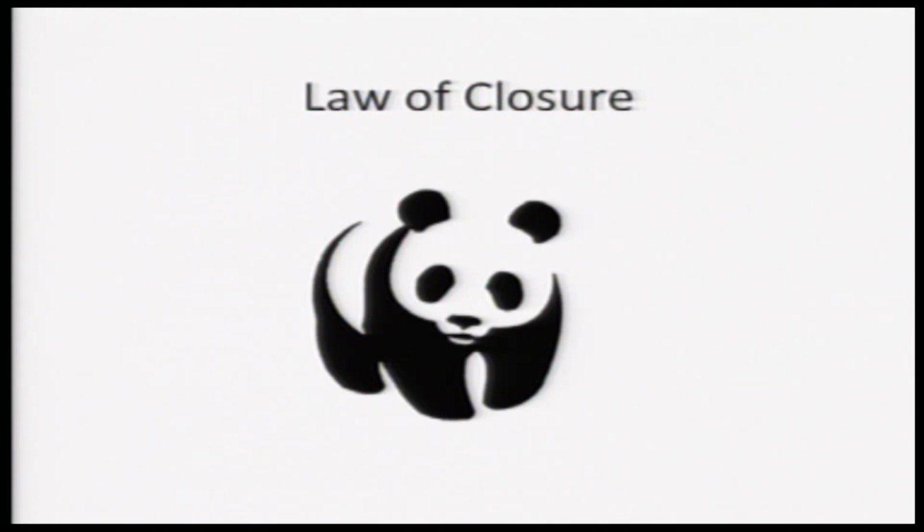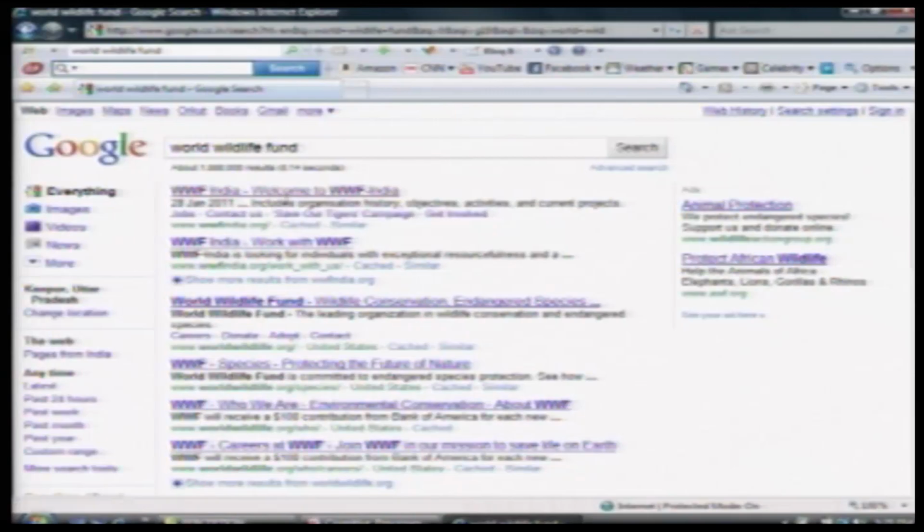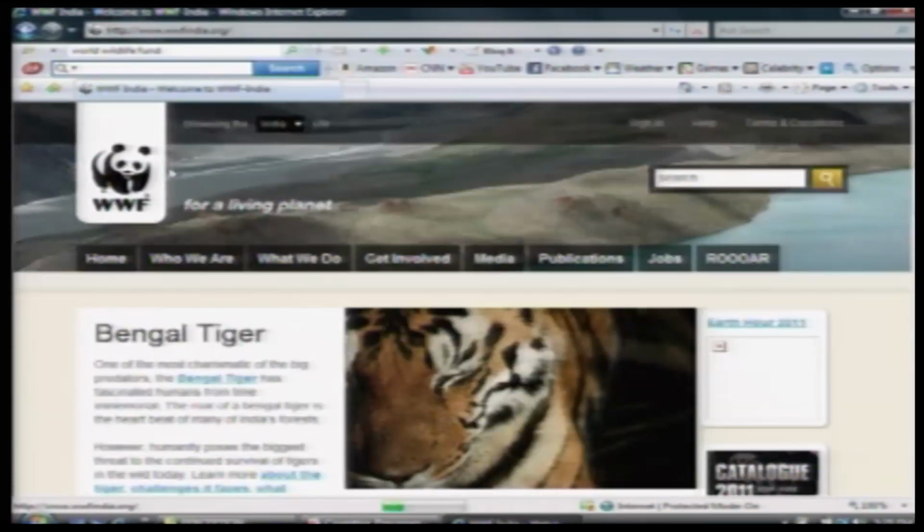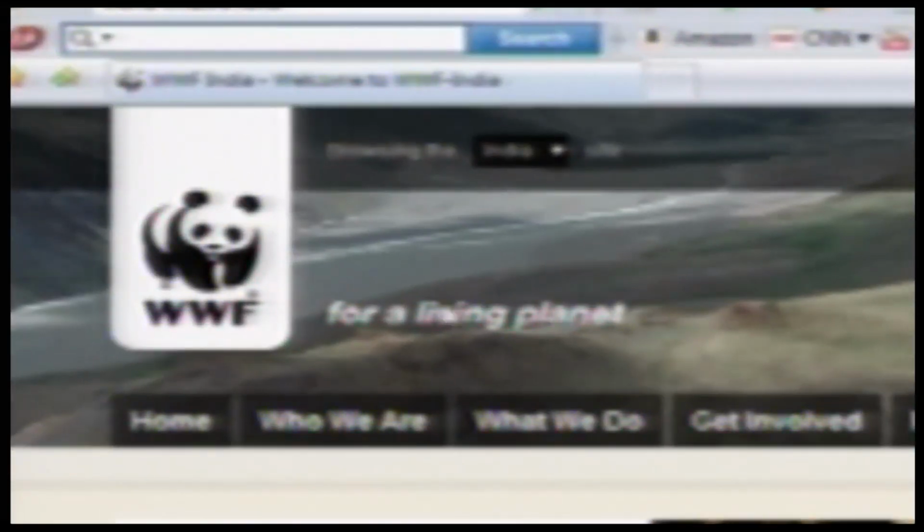Now, this is the logo of WWF. If you visit their site, you see this image. You see here where I am moving the cursor right now. You see WWF. You visit their site and you see exactly this very representation.